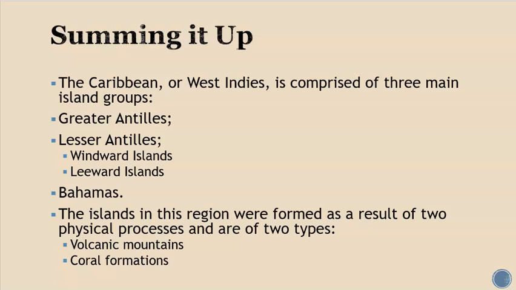So basically, to sum it all up, we've got the Caribbean, also known as the West Indies, and it's comprised of three main island groups: the Greater Antilles, the Lesser Antilles, which includes the Windward Islands and Leeward Islands, and the Bahamas. The islands in this region were formed as a result of two physical processes, either volcanic mountains or coral formations.